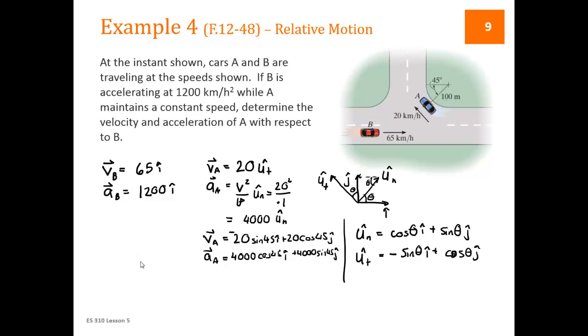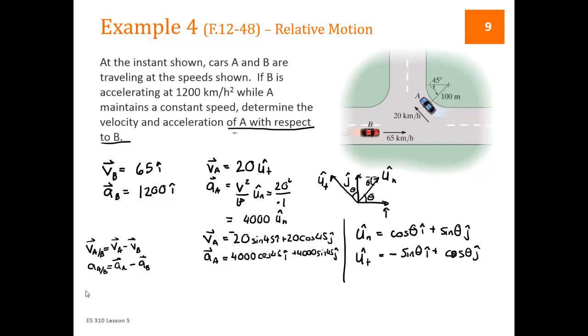All right, now we're looking for velocity and acceleration of A with respect to B. So velocity of A with respect to B is VA minus VB. All of these are vectors. Acceleration of A with respect to B is AA minus AB. Both vectors.